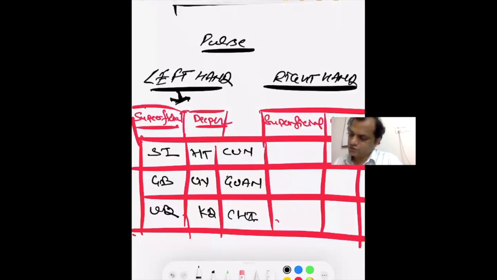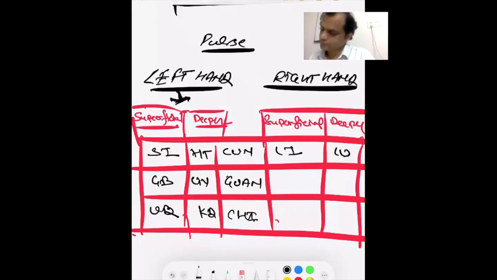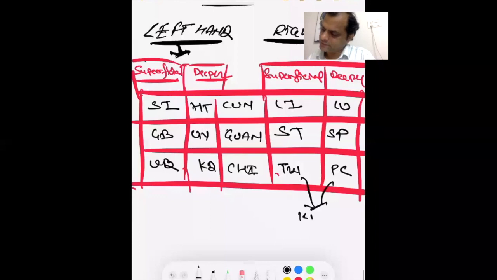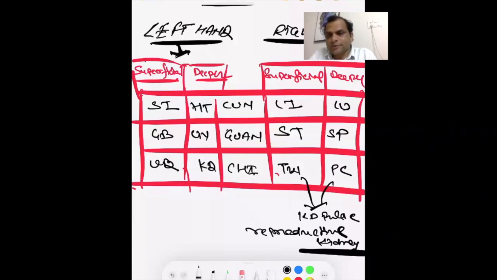Now coming to the right hand. In the right hand chun position, superficial, large intestine, deeper is lungs. In the guan position, superficial stomach, deeper is spleen. And the chi position, superficial is triple warmer, deeper is pericardium, and both together can be considered kidney pulse, which is reproductive kidney. Because inside the triple warmer, the energy found, that is the kidney energy.